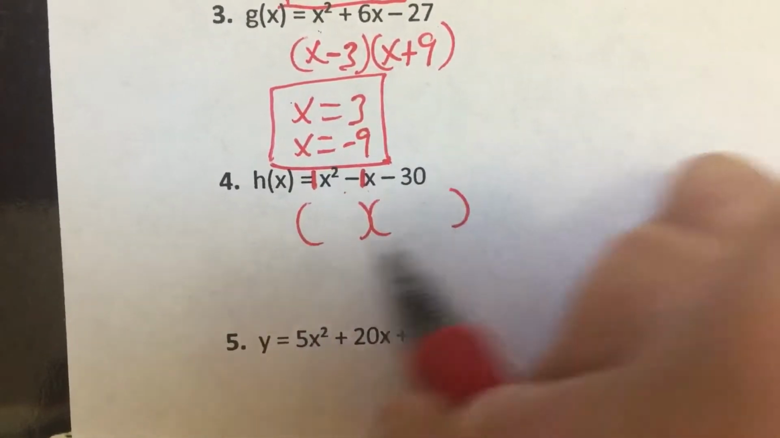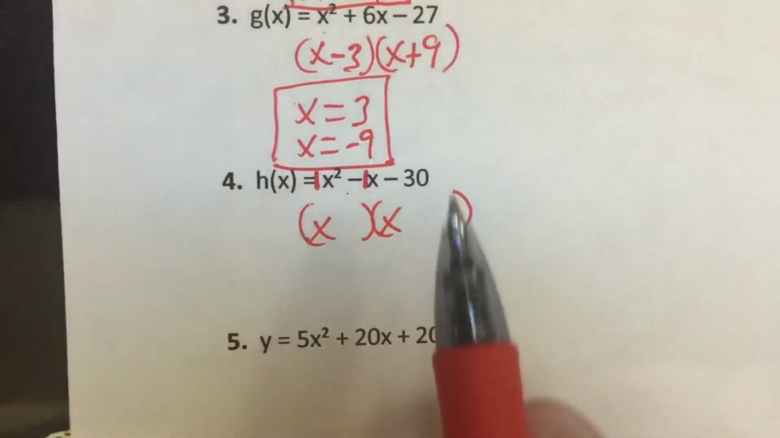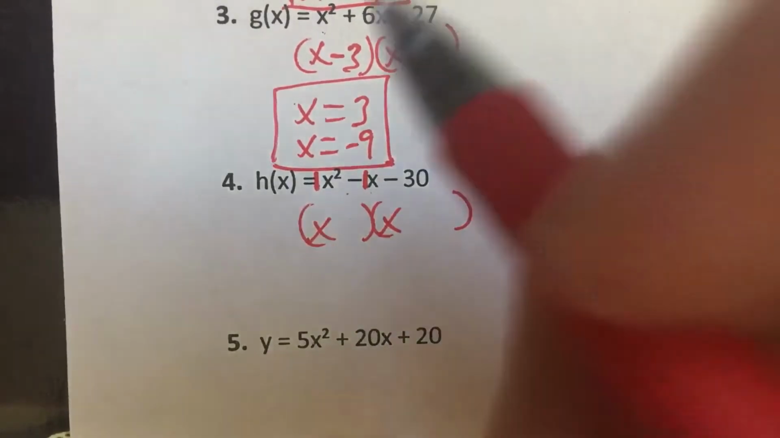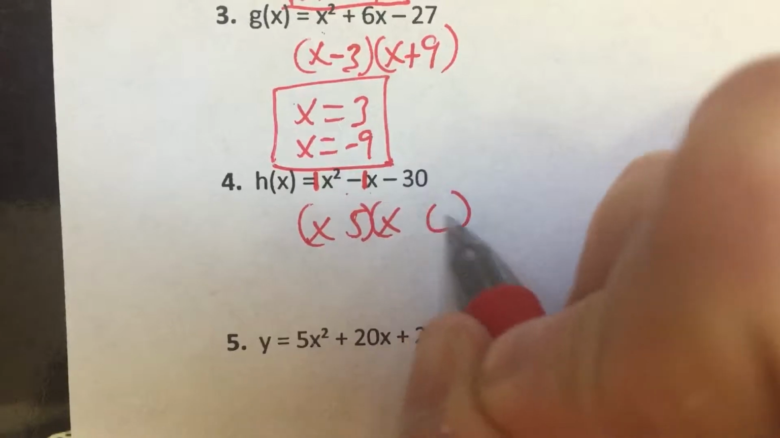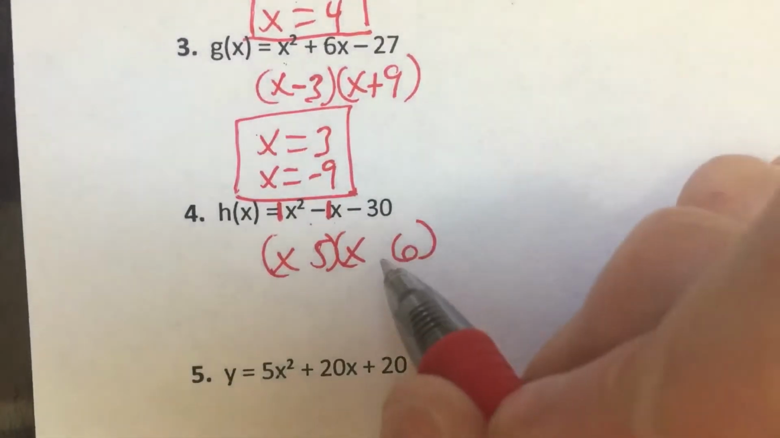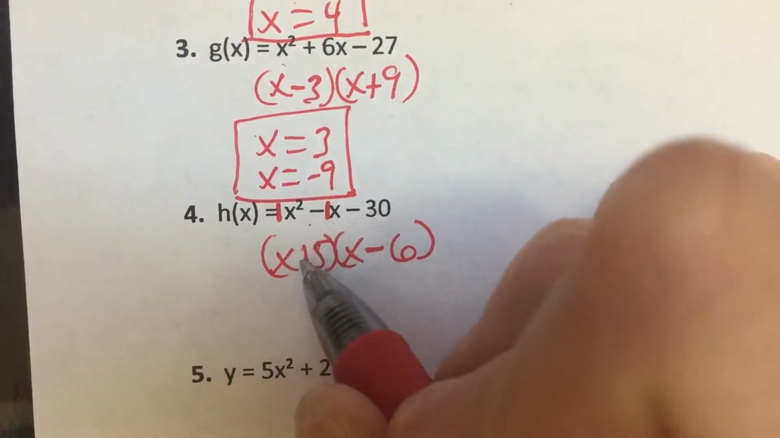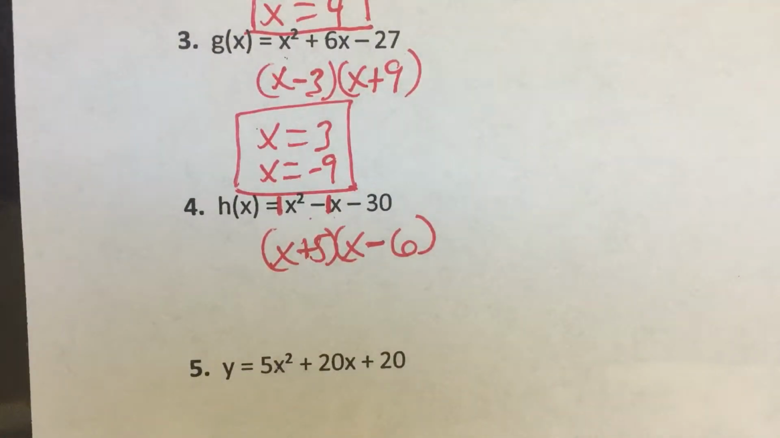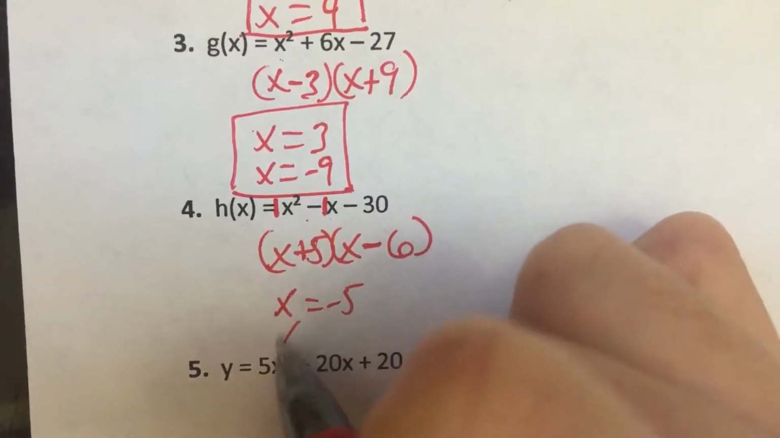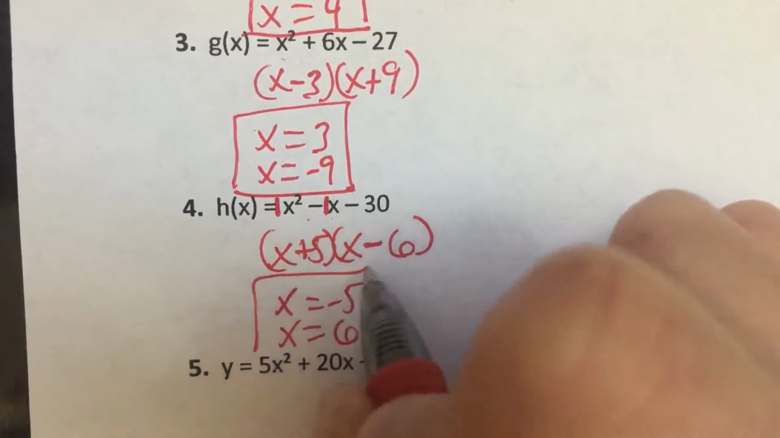So 2 parentheses, x and x, 2 numbers that multiply to make 30, and can give me a 1, would be 5 and 6. 5 times 6 is 30, and 6 minus 5 would make a 1. It's a negative 1, so I need to make sure that the 6 is negative and the 5 is positive for that to happen. The answers turn out to be the opposite of that. X equals negative 5, x equals positive 6.